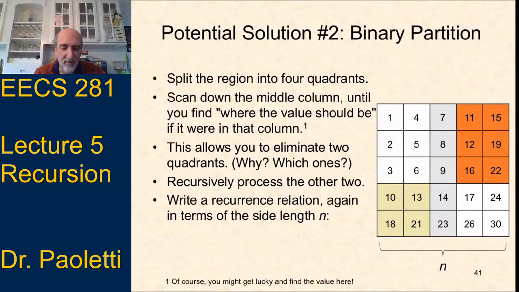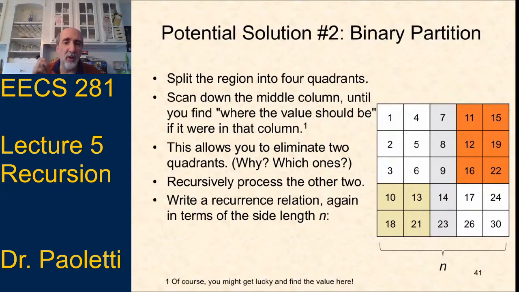Okay, now what if I say, hey, let's not check one value in the middle. Let's check all the values in the middle. Let's find out if the value's in the middle column, and if it's not, I'm going to be able to eliminate 2 regions. So I'm looking for 13, and what I really want to find is not where it is, because it might not be there. If I get lucky, I'm searching for 8. I find it, great. But if I'm searching for something like 13, what I want to know is where it should be.